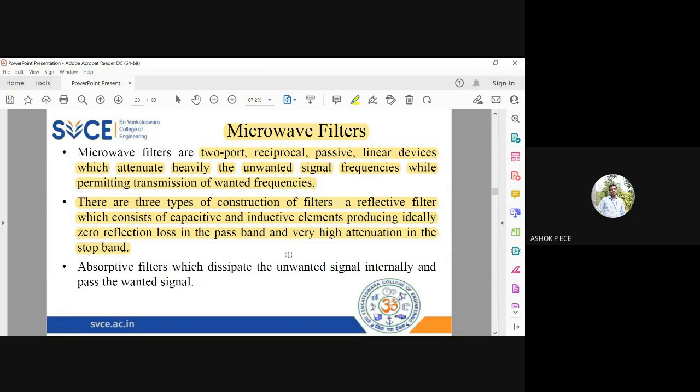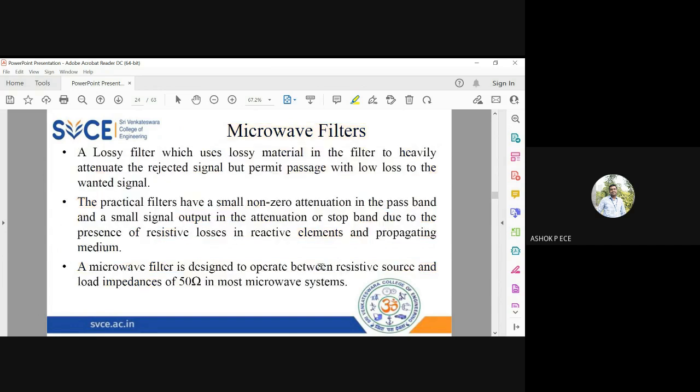And there are three types of filters. One is reflective filter, which has L and C. Next one is absorptive filters, which will dissipate the unwanted signal internally and pass the wanted signal. Last one is a lossy filter, which will heavily attenuate the rejected signal and pass the wanted signal with low loss. So three types of filter configurations are available.